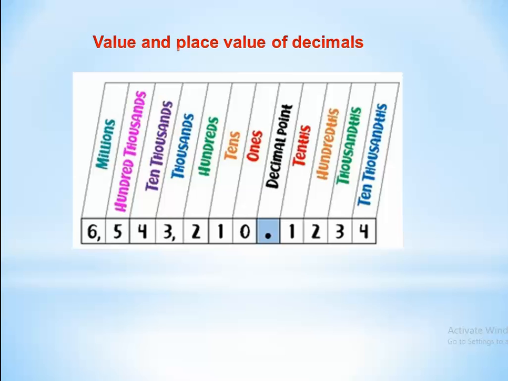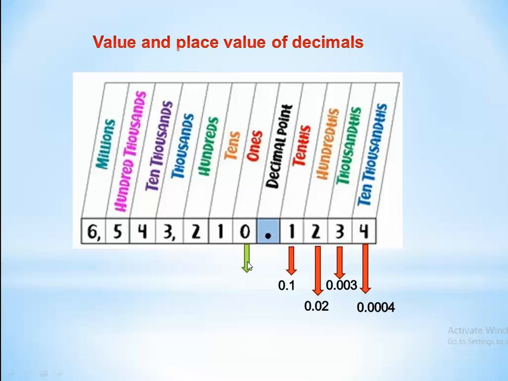Okay, here the number after the decimal point, 1 means 1 over 10, it means 0.1. 2 over 100 means 0.02. 3 over 1000, it means 0.003. 4 over 10,000, it means 0.0004.